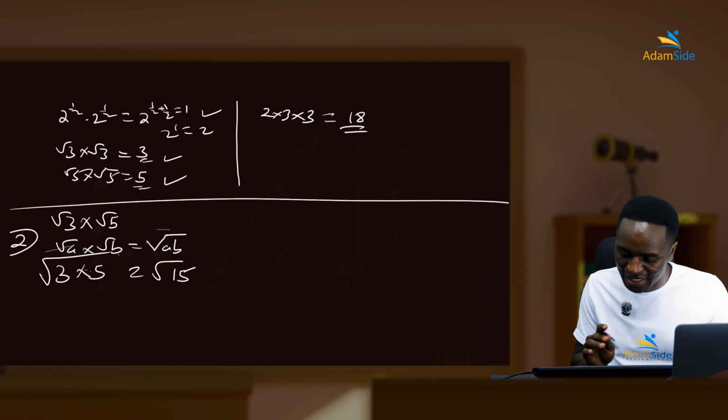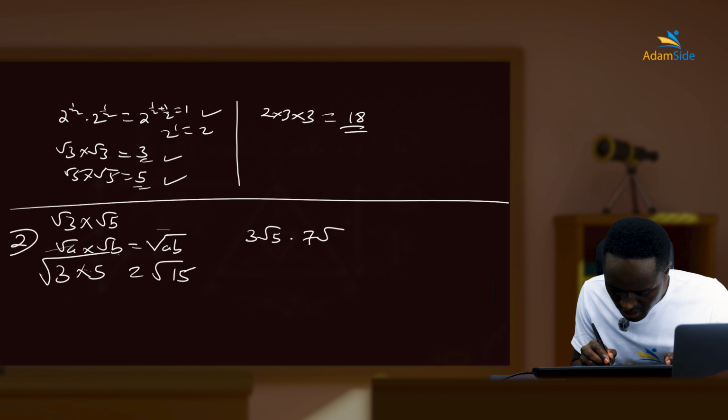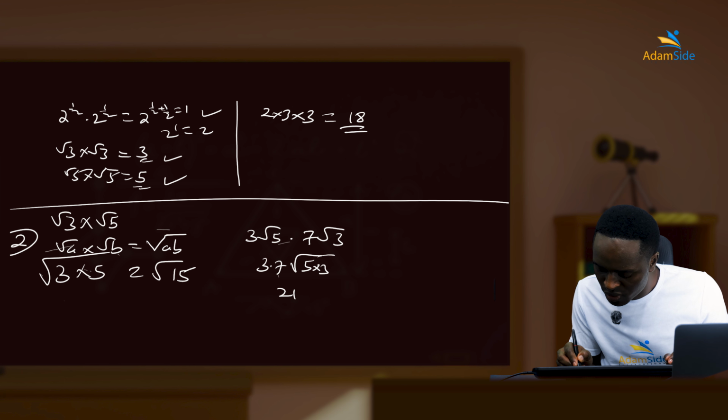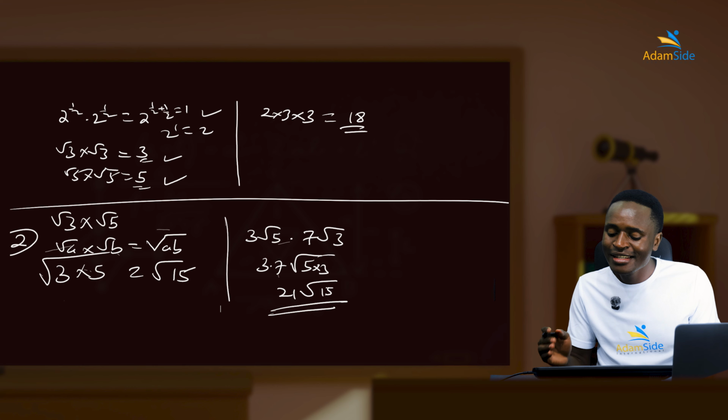I hope we understand. So in that case, if you have two numbers, let's say 3 root 5 times 7 root 3, this can be the same as 3 times 7 and then root 5 times root 3. So this can be the same as 21 root 15. This is also a rule that involves the multiplication property.